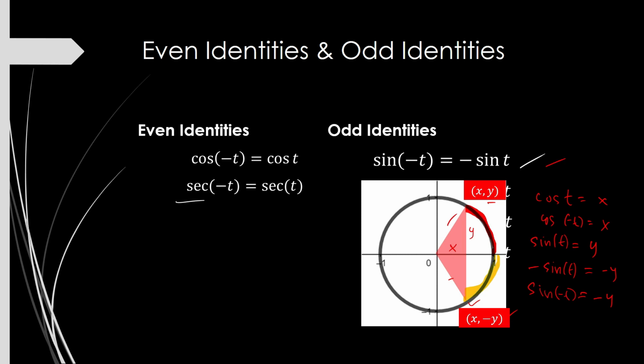When you are confused, recalling which is the even identity and which is the odd identity, you go back to your unit circle. Trace t and trace negative t. Look at their terminal points and evaluate cosine of t, cosine of negative t, sine of negative t, and sine of t.